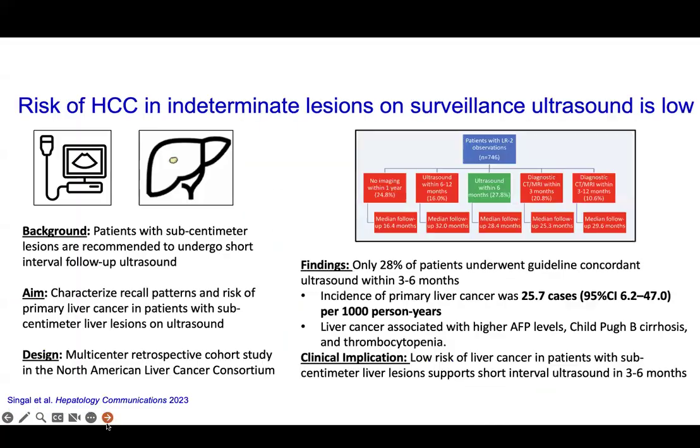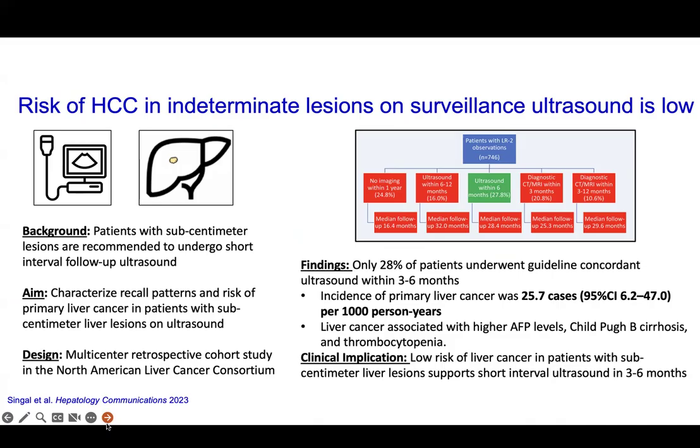And this is evidence-based. The reason that we recommend going to an ultrasound at 3-month intervals and not cross-sectional imaging is that when you look at these small lesions, very few of them become liver cancer, so 25%. Now, this study, I put it all out here because only 28% of individuals actually underwent guideline concordant ultrasound in 3 to 6 months. So it's hard to grade something based on data that you did not get.